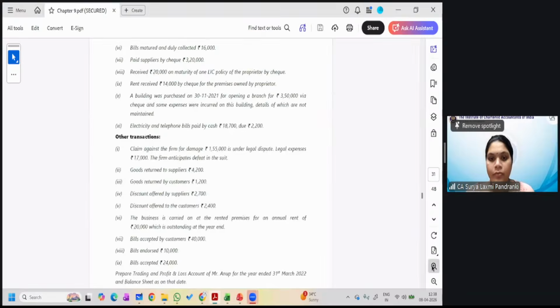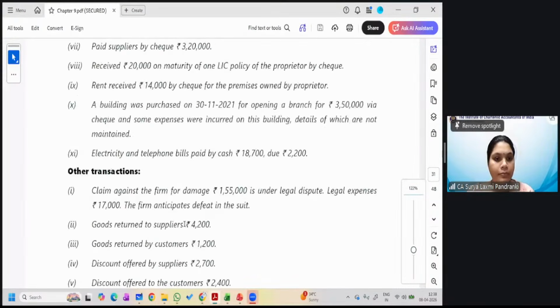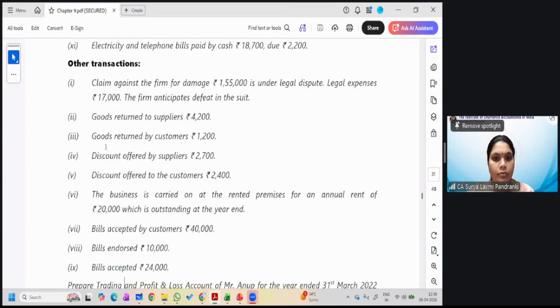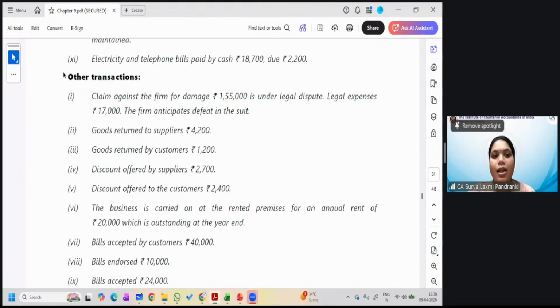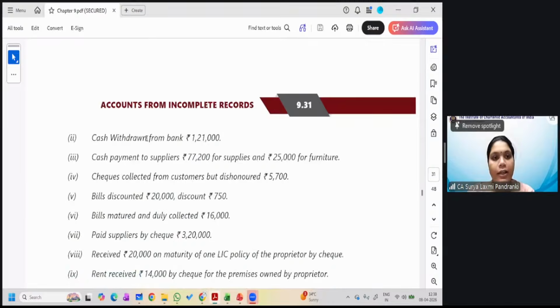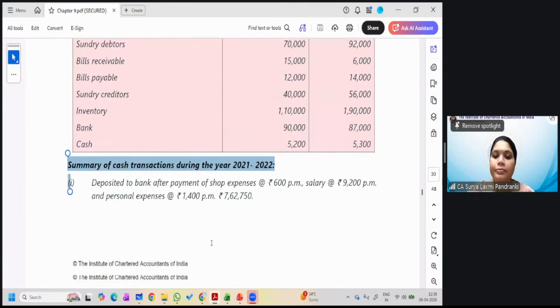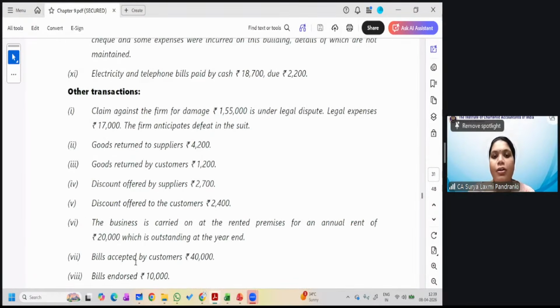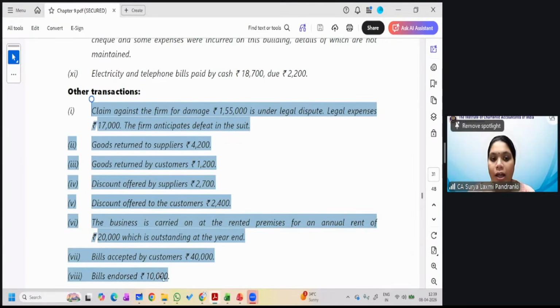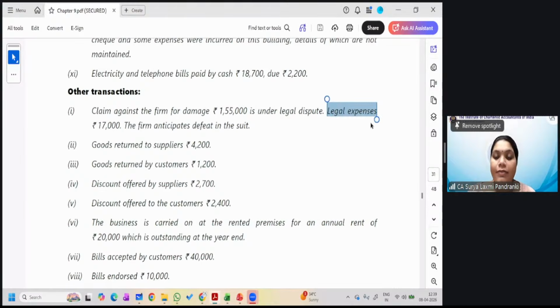Other transaction first one, ma'am. You're asking about this one, no? Yeah, ma'am. Legal expenses. This one. Okay. Now why did we take the 17,000 as outstanding? These are other transactions, which means mostly they are not paid. Correct? They clearly mention here that these are the cash transactions during the year which are mostly paid. But these are the transactions which are not involving any cash. So whatever transactions are there, they are not involved in any cash transaction, which means these legal expenses are not paid. That's why we have taken it as outstanding. Okay, ma'am.